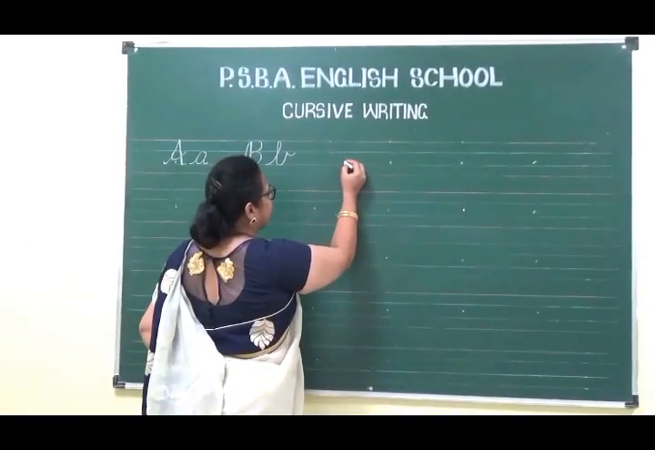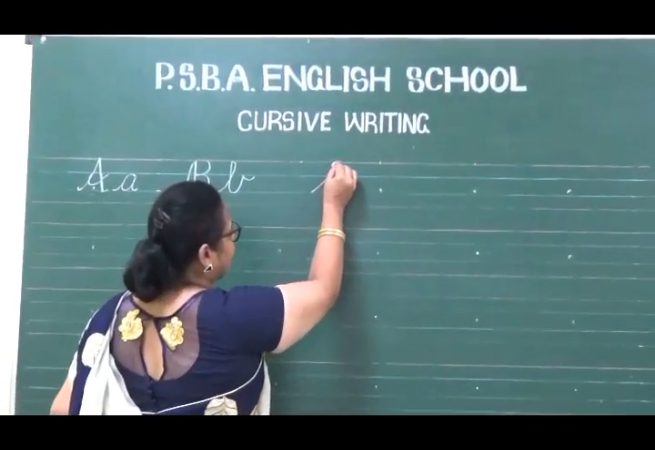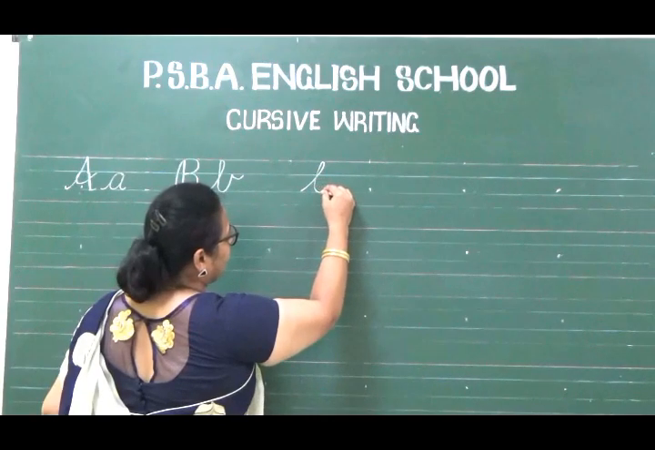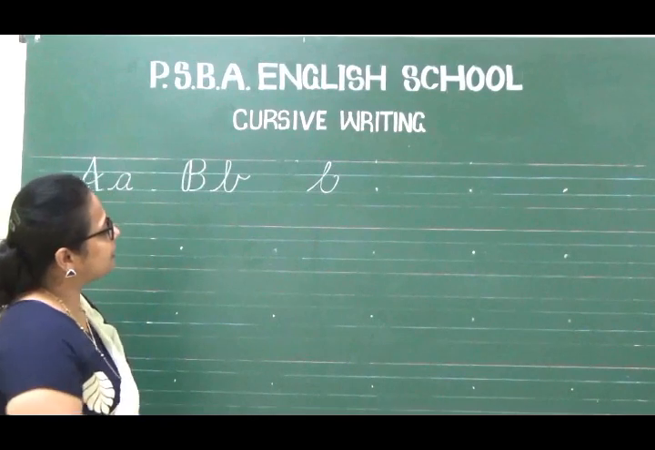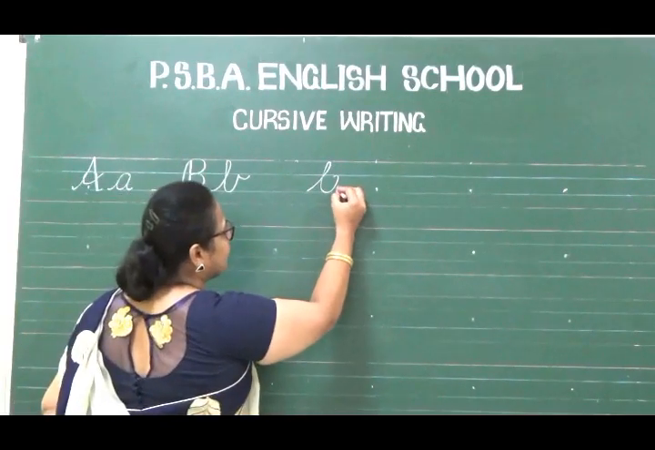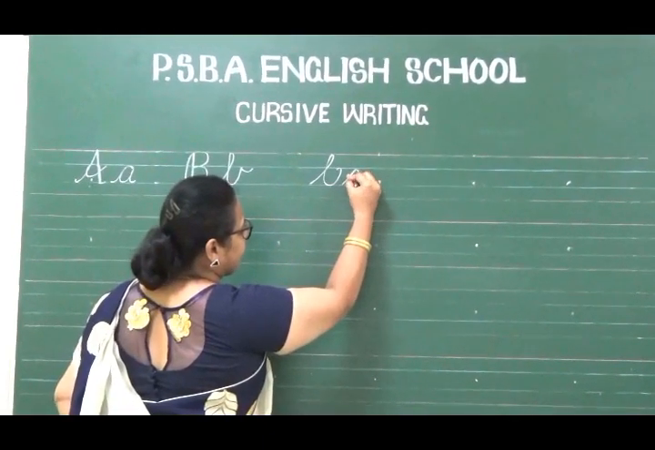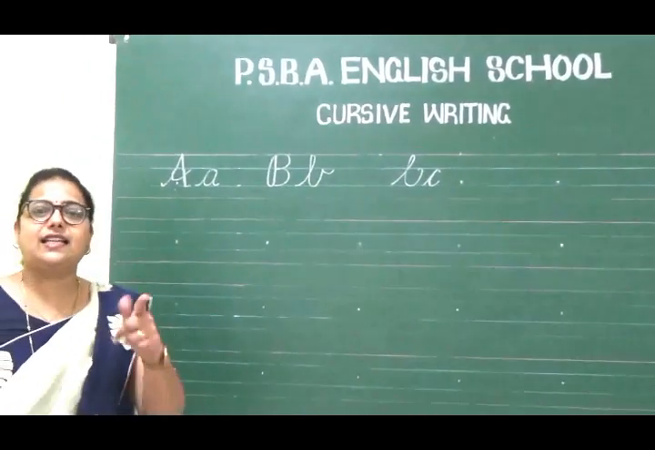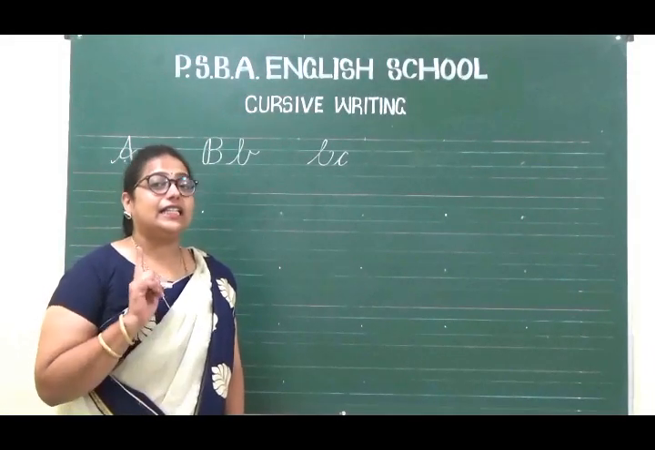C, you have to write like this. Go up from third line to the first line, draw a bubble, come down, go up and curve. This is capital cursive C and the small cursive C is this. In between two lines. Yes. This is the baby C. C says C. Very good. Now we will learn the next letter, letter D.